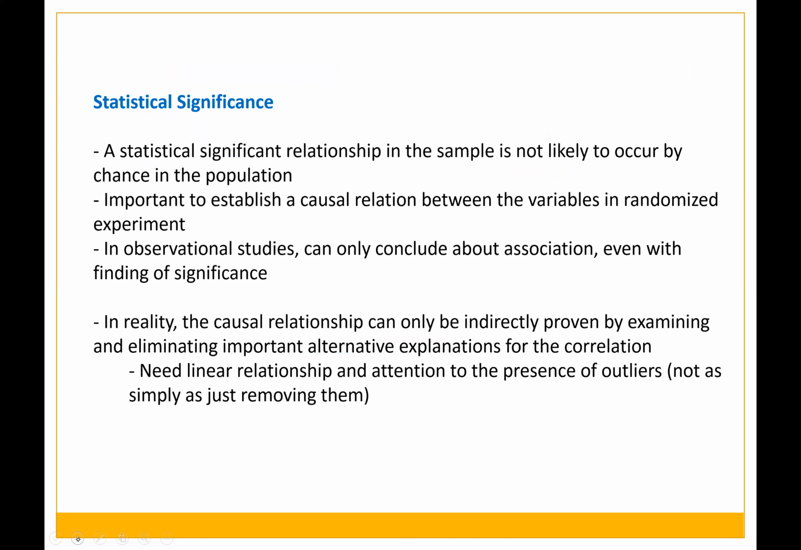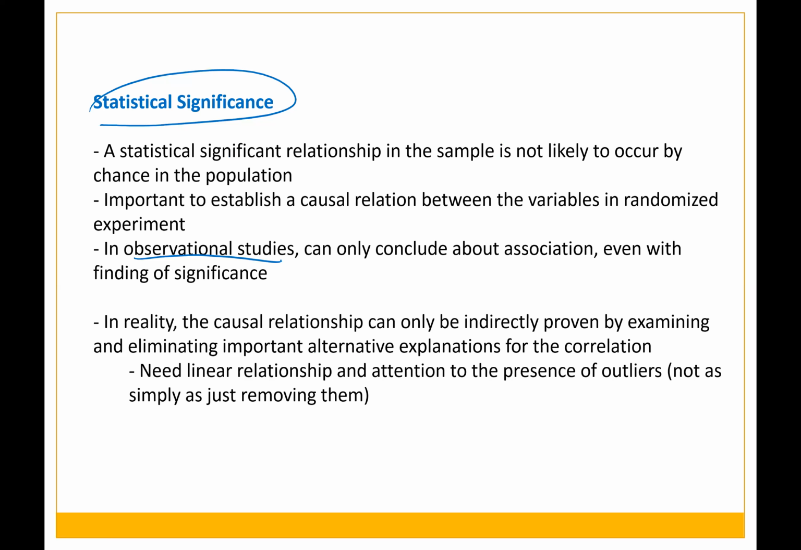We also have the concept of statistical significance. If a relationship is statistically significant, it means there is some relation between the variables we're talking about, and that such a relationship is not likely to occur by chance. If we have a statistically significant relationship, especially in a randomized experiment, we can conclude a causal relationship between the variables. But this is not possible in observational studies. You can only conclude association, even with a finding of significance.